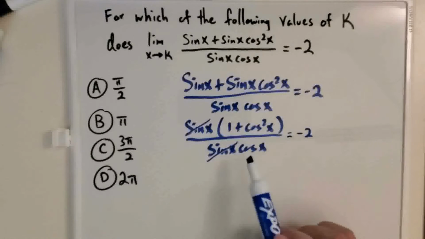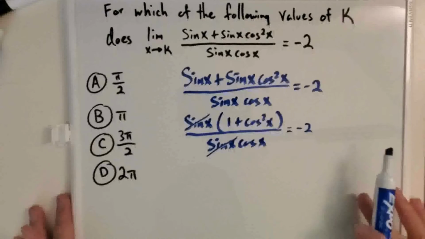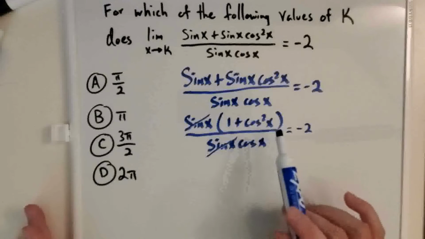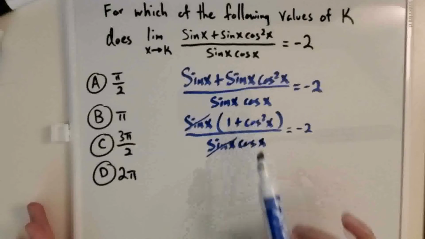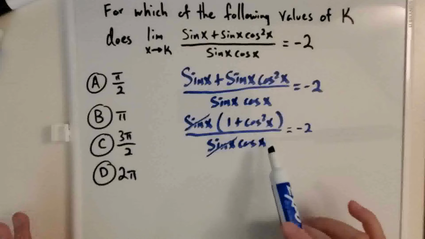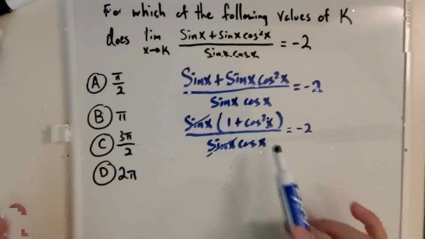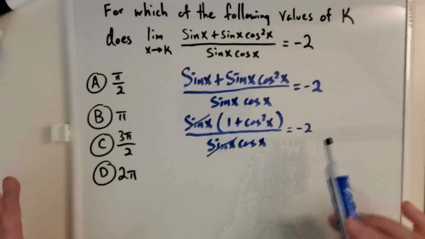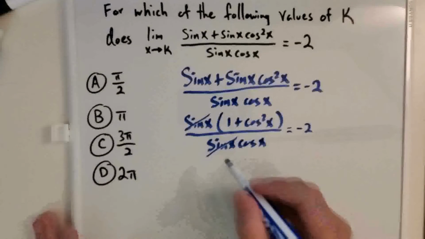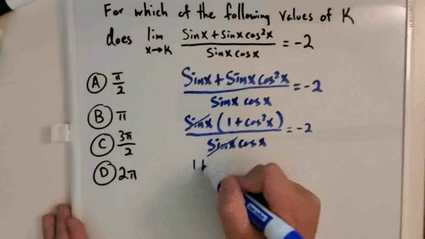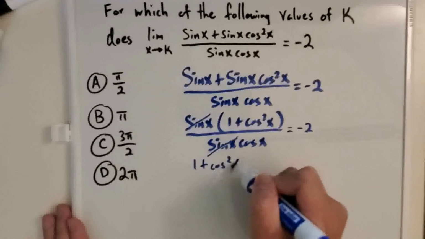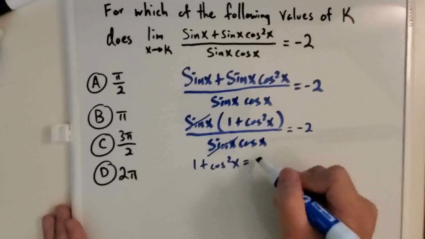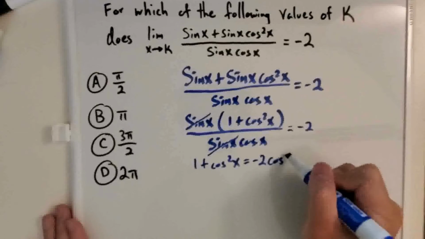Now that we have this part right here, we can take a look at 1 plus cosine squared x. It looks like a trig identity, but it's not, so we can just leave that alone. Now, if we want to get x by itself, we need to get rid of this denominator. So I'm going to multiply both sides by cosine x so that we can rewrite it. So we have 1 plus cosine squared x, and then when we multiply cosine x to both sides, this would equal -2 cosine x.